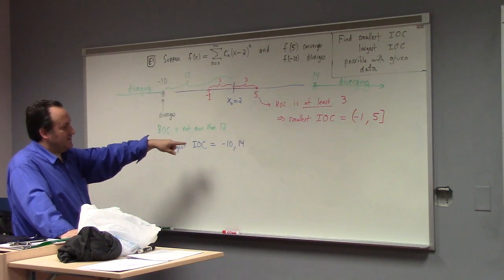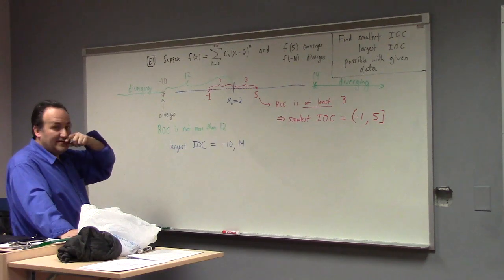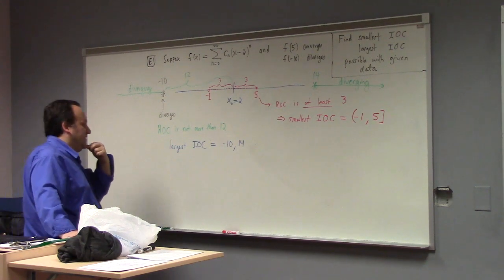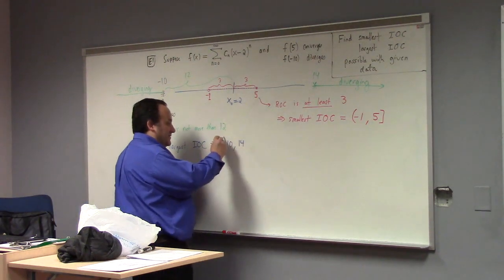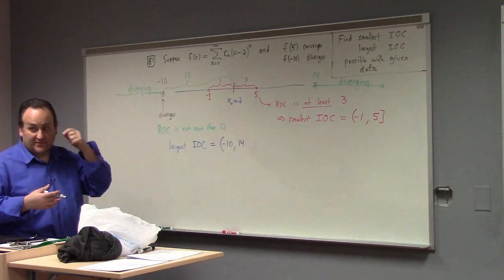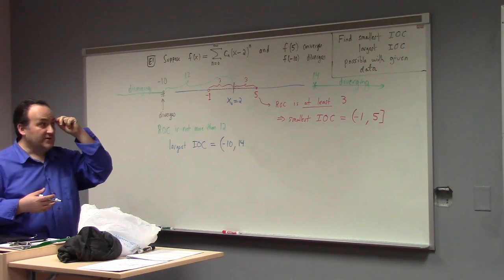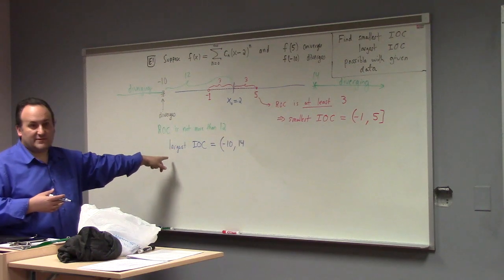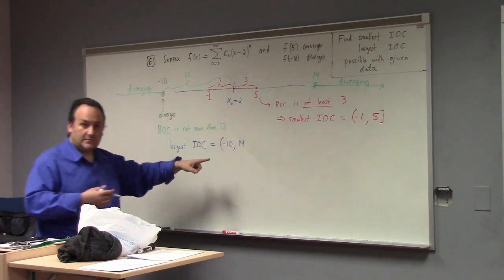So the question that we should answer though is -10 or 14 included, excluded? What's the deal? They're excluded. -10 is given to us to be excluded, right? Because that's a point of divergence. The IOC is the domain for the power series, right? That's what it is. So 14, if we want it to be the largest, we would like to include it, right?